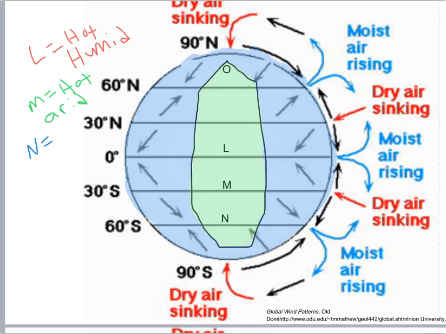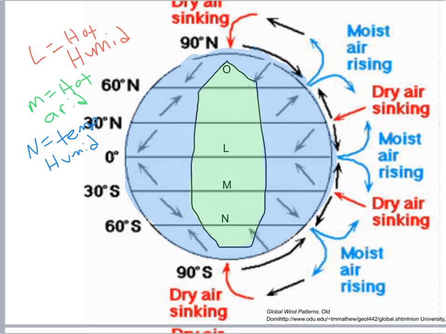N. N is between 30 and 60, so we're going to call that temperate. And we have rising air. Rising air, we give it a humid.